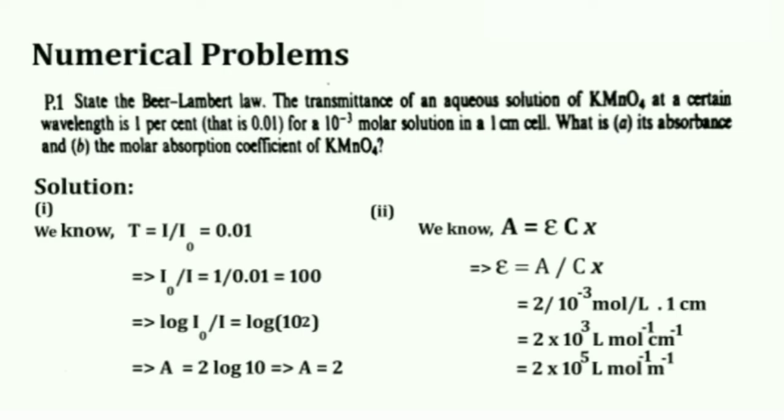Now again we know that A is equal to epsilon into C into X, from which we can write epsilon is equal to A by Cx. Substituting the values of A, C and X, we get epsilon equal to 2 divided by 10 to the power minus 3 mole per liter into 1 centimeter, which gives 2 into 10 to the power 3 liter mole inverse centimeter inverse. Then if we convert centimeter into meter inverse, we get 2 into 10 to the power 5 liter per mole per meter, which is the value of the molar extinction coefficient, right?